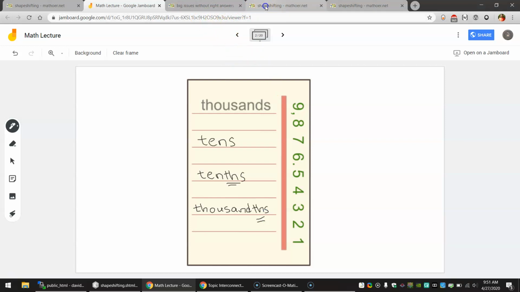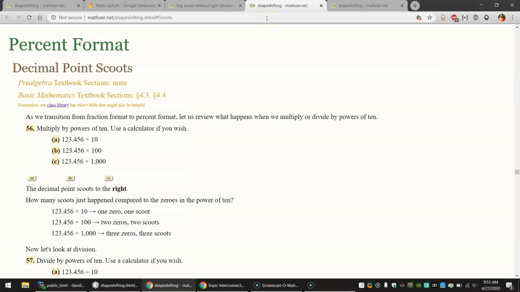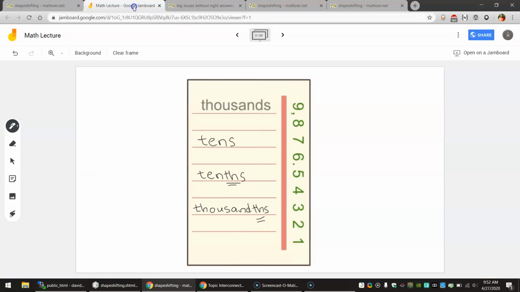We care about that because when we get to percent format, we'll have these decimal point scoot patterns. And the patterns are much easier to understand if you keep in mind the difference between tens and tenths, hundreds and hundredths, thousands and thousandths. So pointing out the th in the names of the decimal point place values is important.